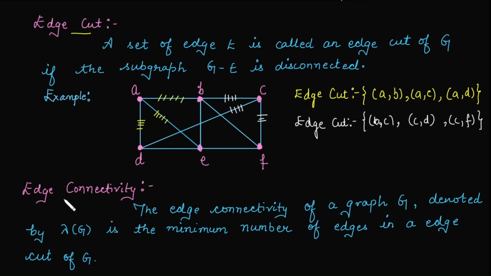Next is edge connectivity. Edge connectivity means the minimum number of edges in an edge cut needed to disconnect the graph. In this case, we have observed that the minimum count of edges required to remove so that we get a disconnected graph is 3. Therefore, the edge connectivity for this graph is 3, and it is represented by lambda of G. So in this case, lambda of G is equal to 3.